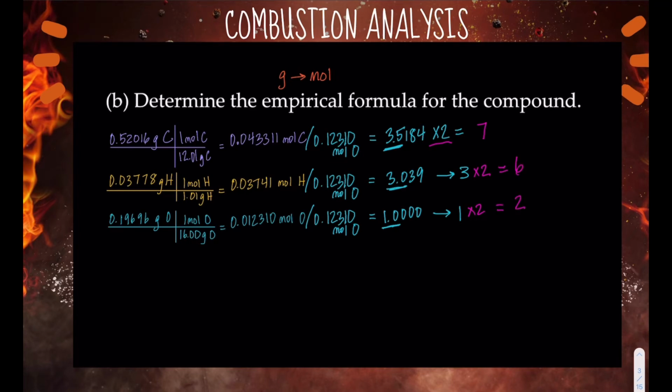These numbers give us the subscripts for our unknown compound. So our unknown compound is C7H6O2. And that's the empirical formula.